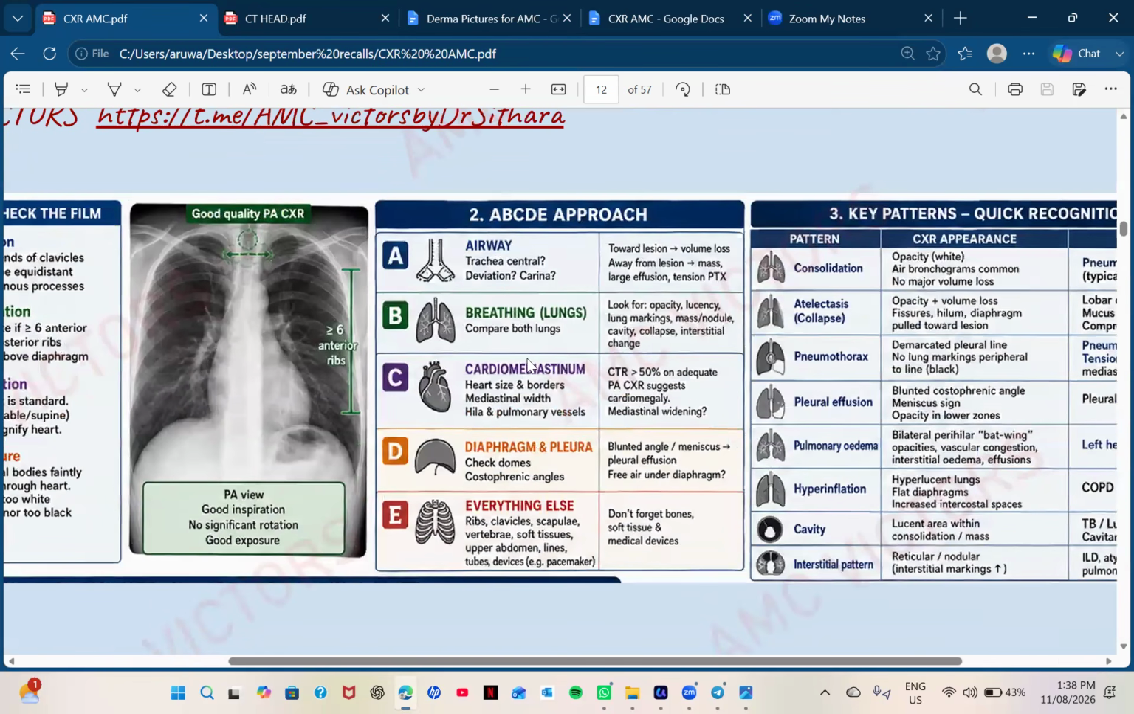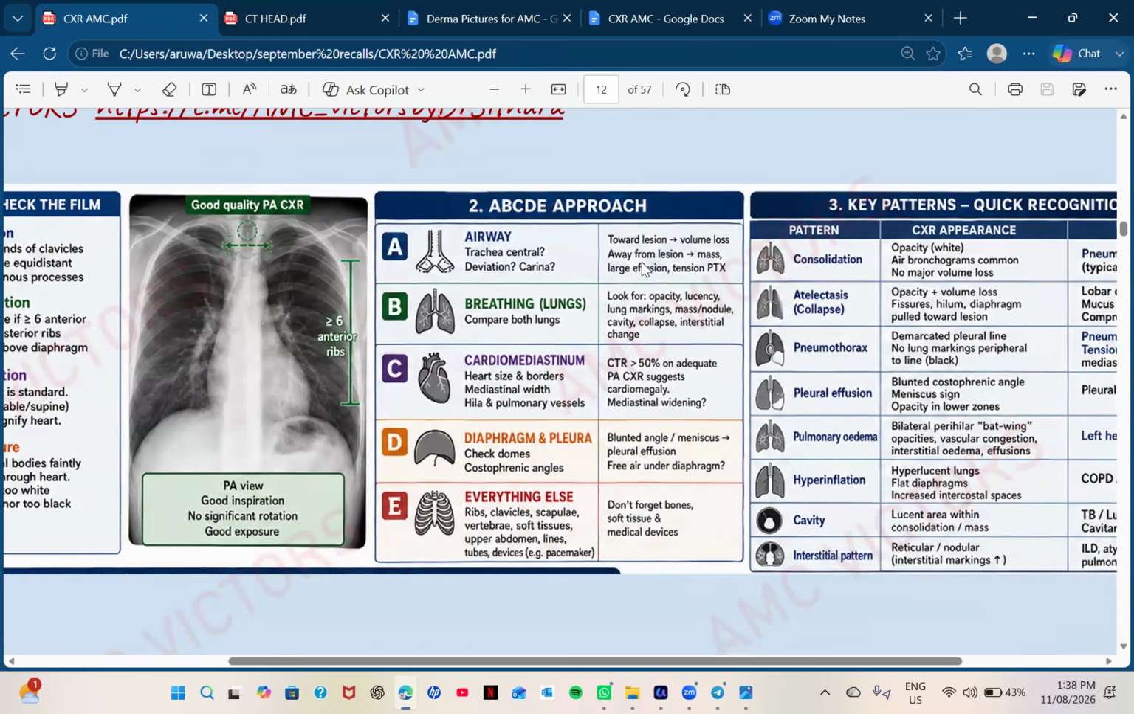The trachea is central or deviated right. Here you have to check. If it is towards the lesion, there's volume loss, right? If it is away from the lesion, there's a mass, rather the effusion, the tension pneumothorax, right? Because of the tension, the pressure, they are going away, right?